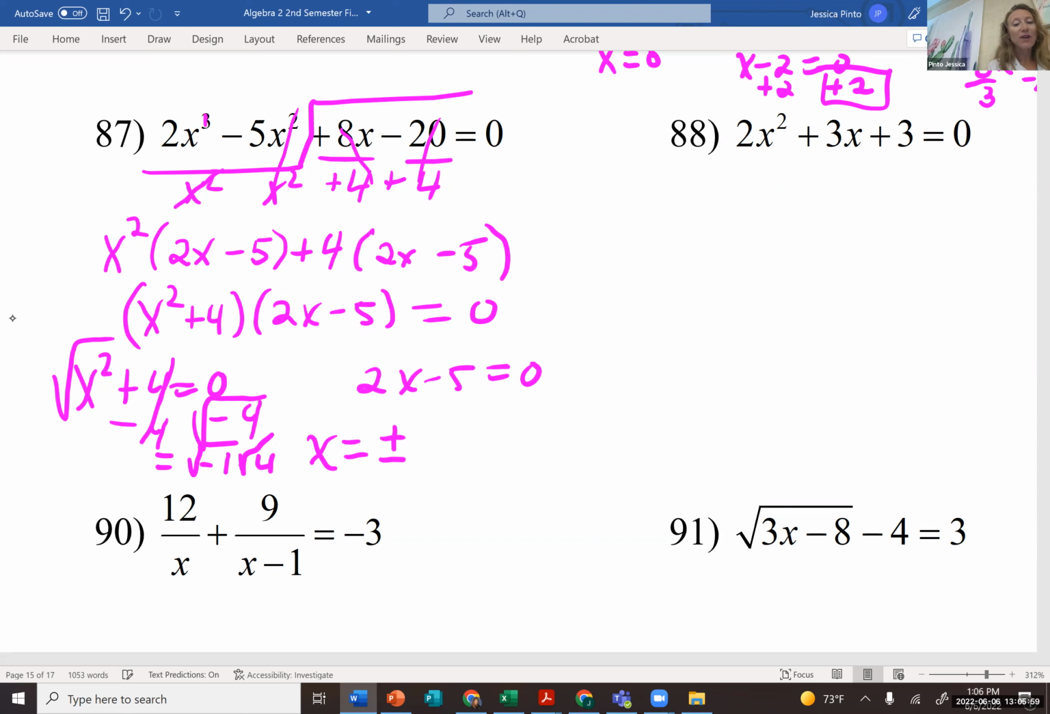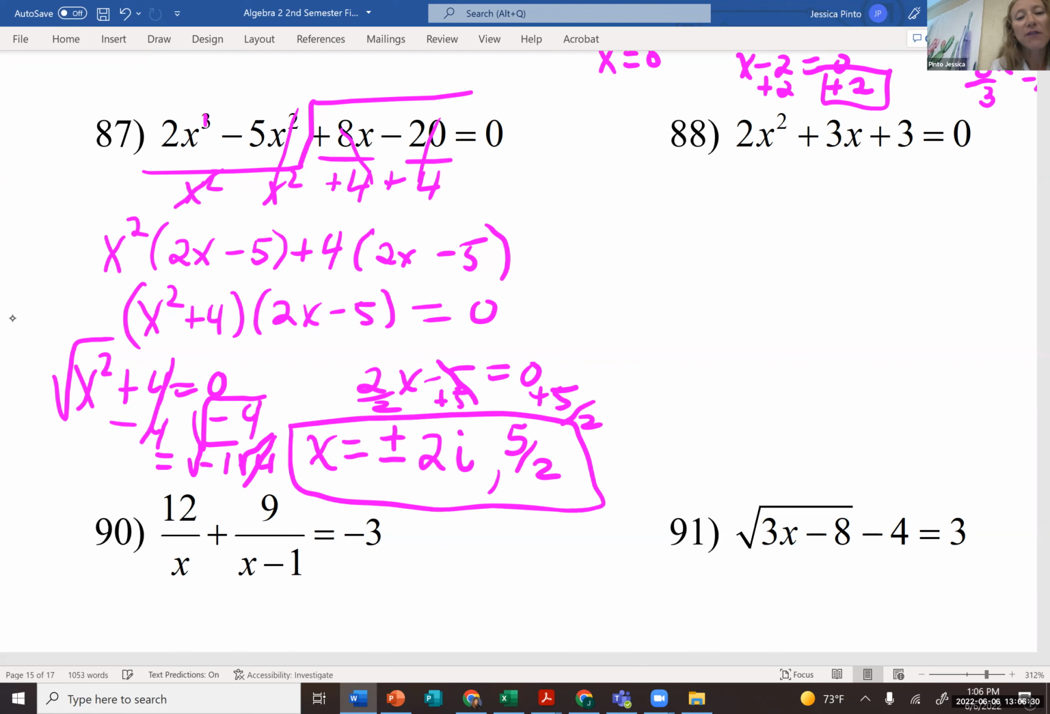And the square root of negative 1 is our very, very, very special number. Who is it? I. So this is going to be 2 for the square root of 4, I. Right on. We haven't seen an imaginary number in a while. The other expression, the 2x minus 5, I add 5, I divide by 2, and I get 5 over 2. So I've got x is equal to plus or minus 2i and also 5 over 2 as my final answers.